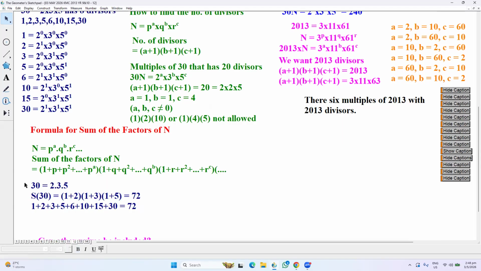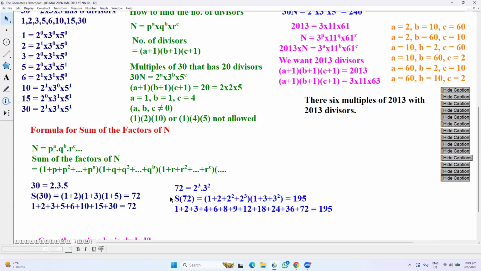So for 30, we know the answer is 8 divisors. But the sum of the divisors: 1 plus 2, then 1 plus 3, and then 1 plus 5. Each prime has power 1, so we stop already: 2 power 1, 3 power 1, 5 power 1. The product is 72, which we check: 1, 2, 3, 5, 6, 10, 15, 30, the sum ends up as 72. Okay, this example, another example will be better.